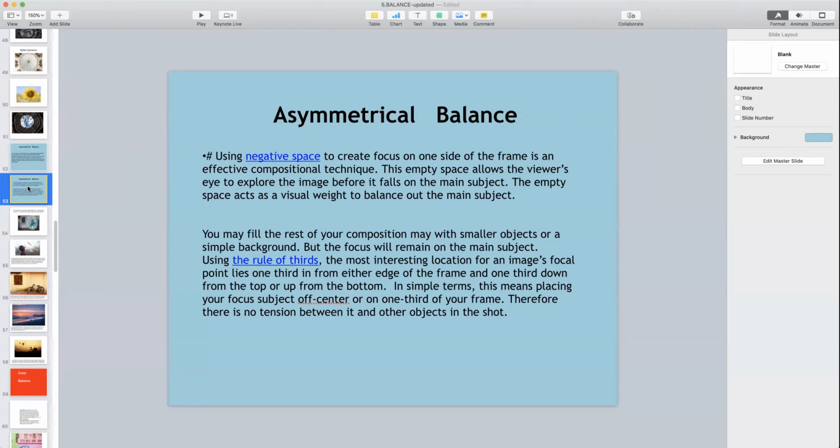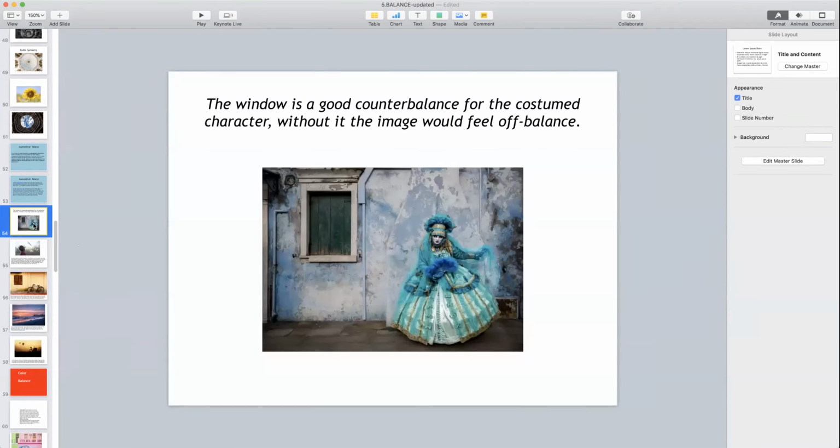In simple terms, this means placing your focus subject off center or on 1/3 of your frame. Therefore, there is no tension between it and other subject in the shot. I'll give you an example of this photograph. Look at this dancer. If I ask you what is the theme of this photograph, all of you will agree that this is a photograph of a dancer.